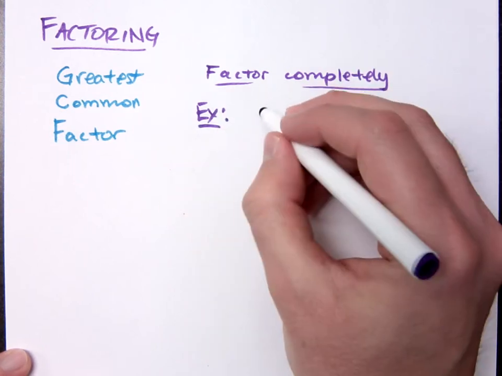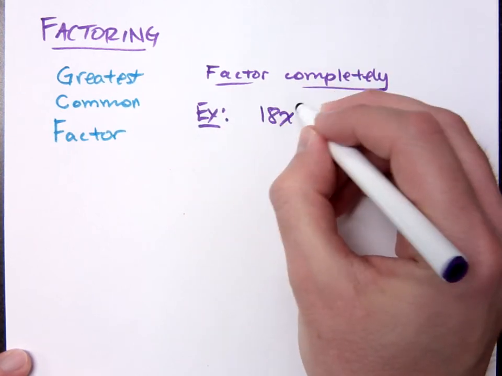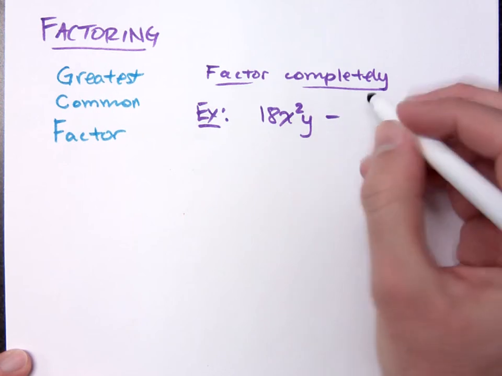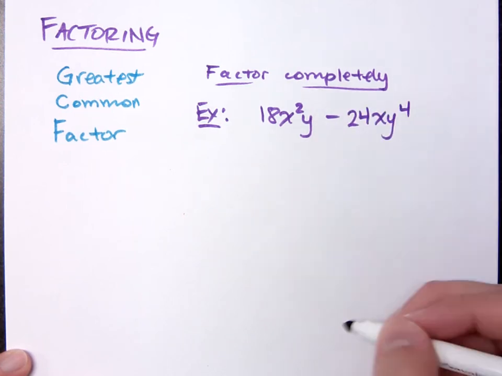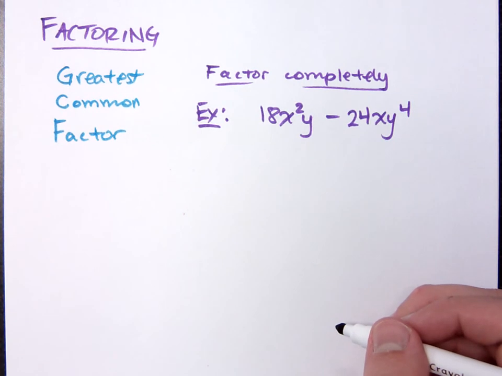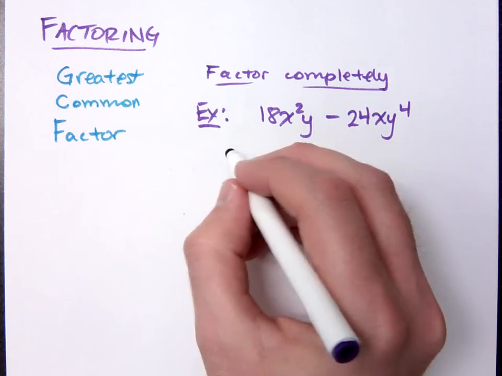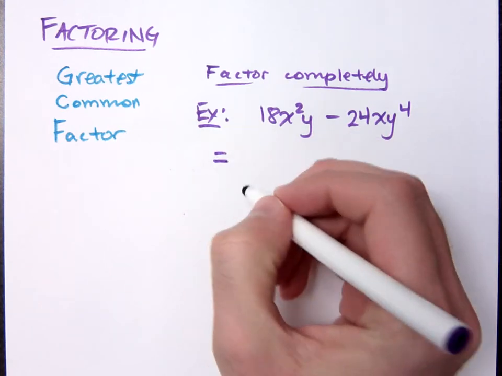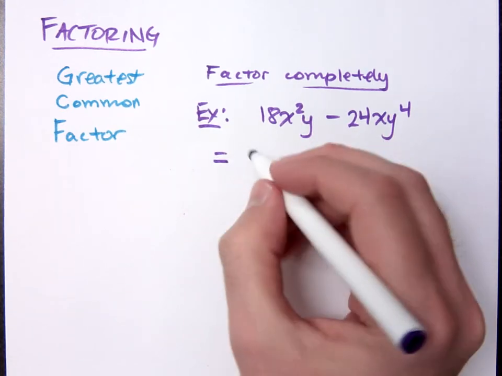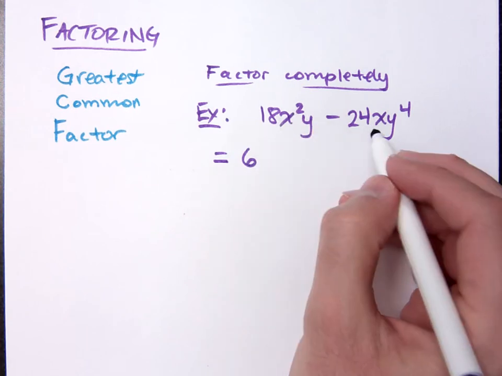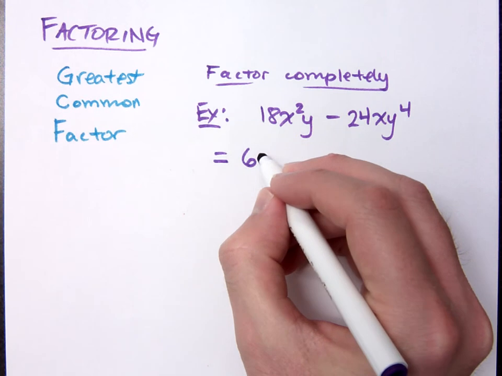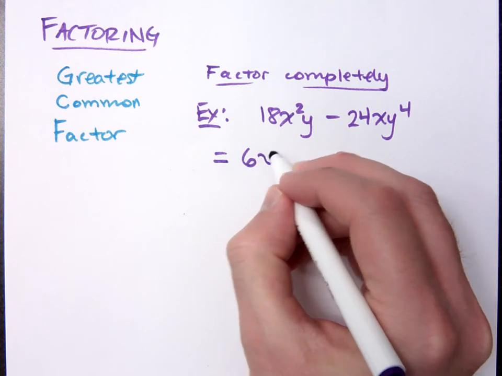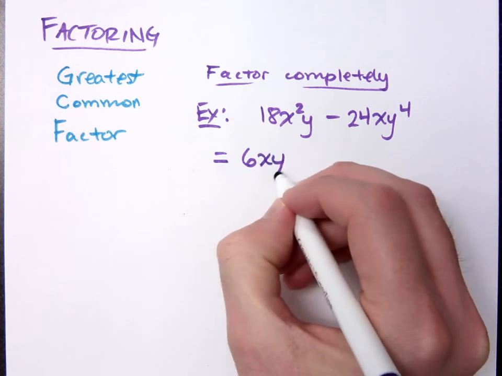So if I have 18x squared y minus 24xy to the fourth. The first thing you always look for is the GCF. So what's the common factor here between these two terms? 6 goes into 18 and 24. What else? Oh, x, y. I can take x out of both of these, and I can also take out y.